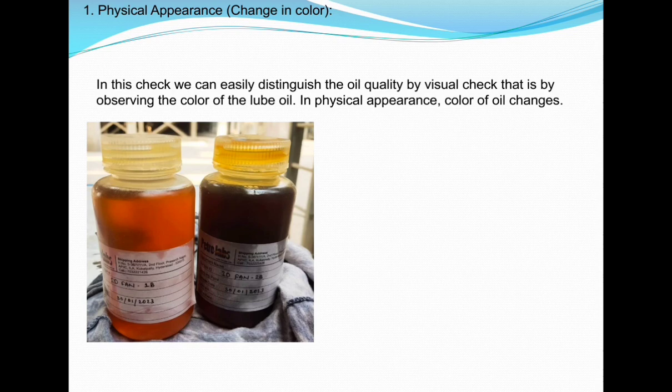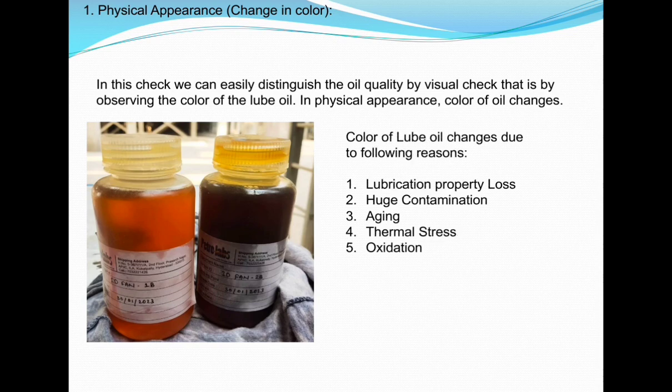But in case of industrial hydraulic oil or gear oil, it is not recommended to replace. We have to first see the cause, why the color changes. There are different reasons for color changes. It may be loss of lubrication property, it may be huge contamination, it may be aging of the oil, there may be thermal stress, that is due to heat.